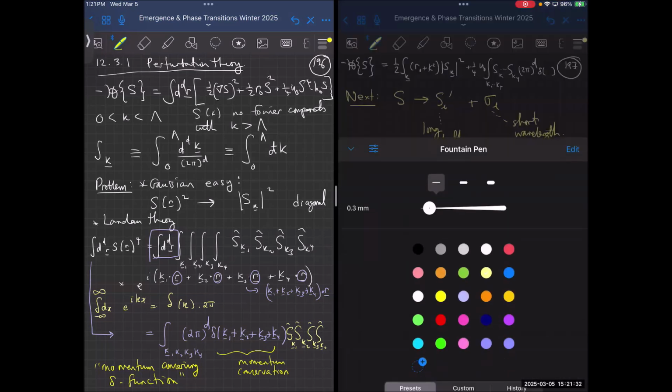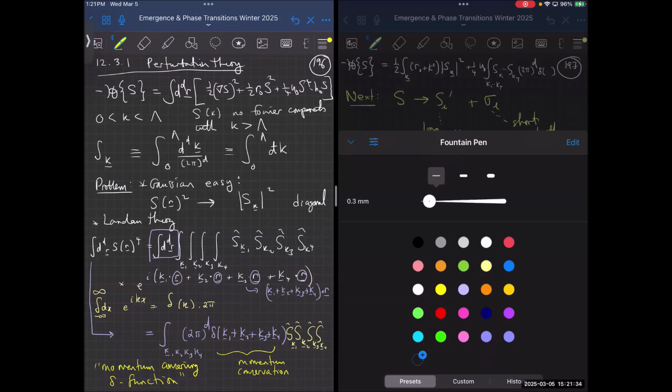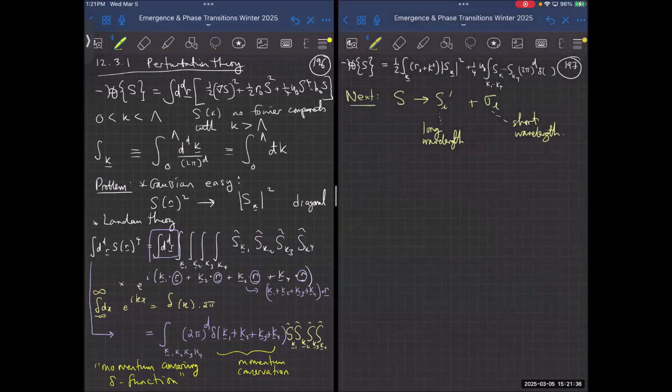Now, what happens is this gets very complicated. And why does it get complicated? Well, it's complicated for the following reason. In the Gaussian model, the S's and the sigmas did not interact.